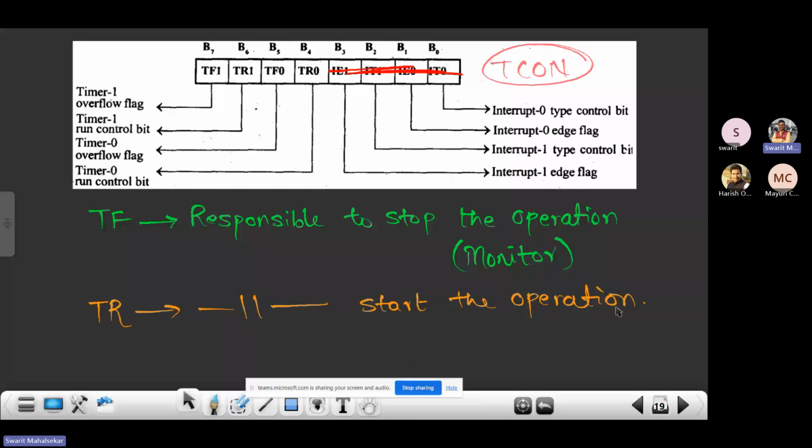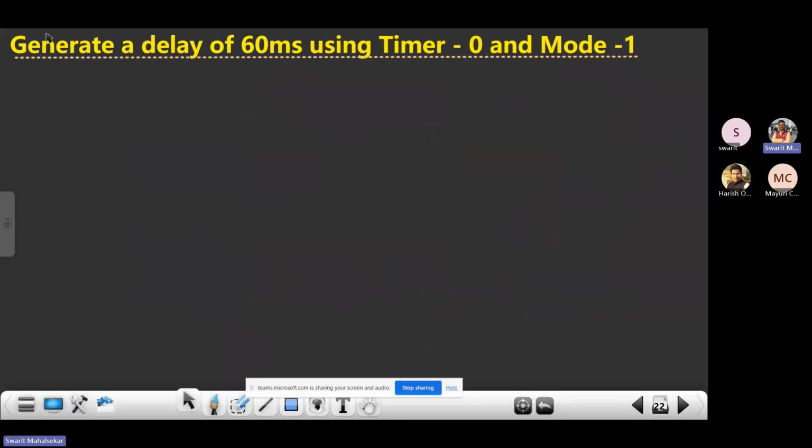Let me go to the next numerical. I want input from you all. This time again we are creating a delay of 60 millisecond using timer 0 mode 1. So please someone acknowledge me to create a delay of 60 millisecond.